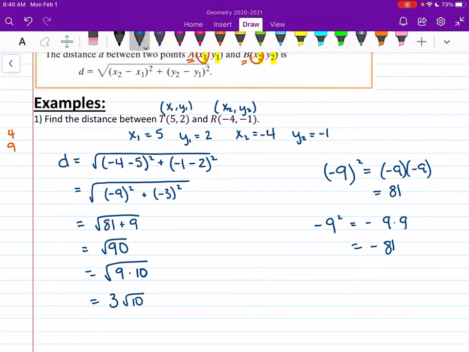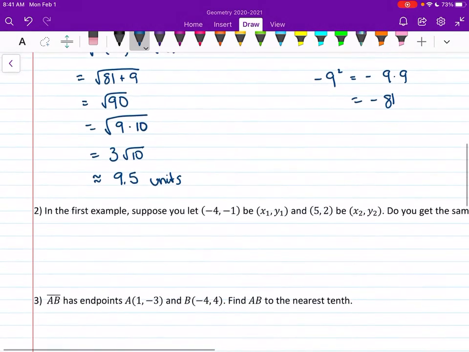And when we talk about distance, a lot of times we have units related, and you wouldn't say you live 3 root 10 miles away from school. So most of the time when we're talking about distance, we do in fact give a decimal approximation. So I'm going to go ahead and plug this into my calculator, and I'm going to round to the nearest tenth. So I get about 9.5 units, okay, because it's distance. All right, let's try another example.